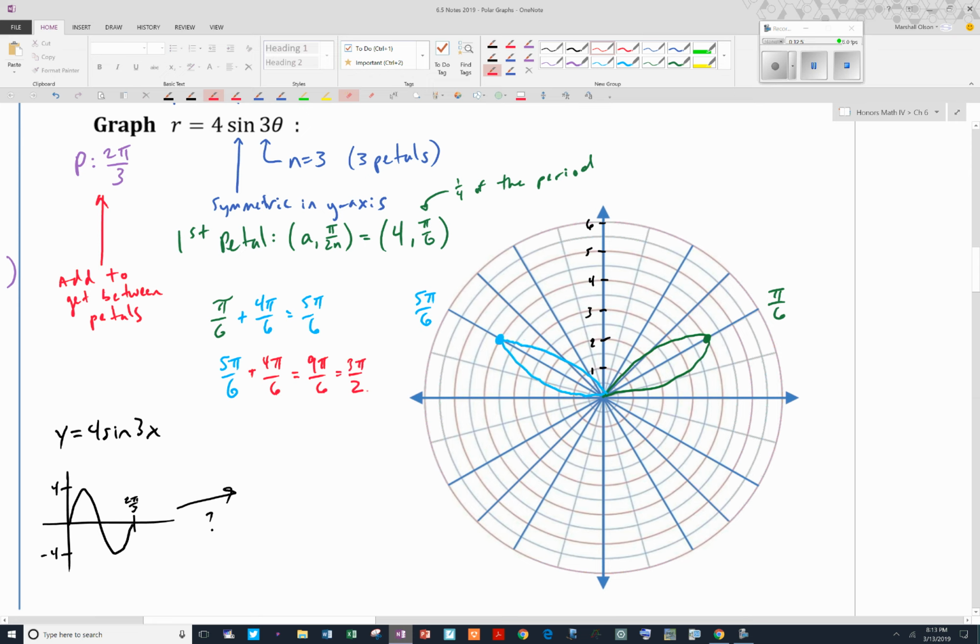But that should make sense to us, because remember, this is sine and it's symmetric in the y-axis. So there's no way I could put anything over here, because if I reflected over the y-axis, I'd have another thing over here, and that would have 4 petals on. We know this is supposed to have 3 petals. So it should make sense that my third and final petal is going to be on the y-axis and look like that.